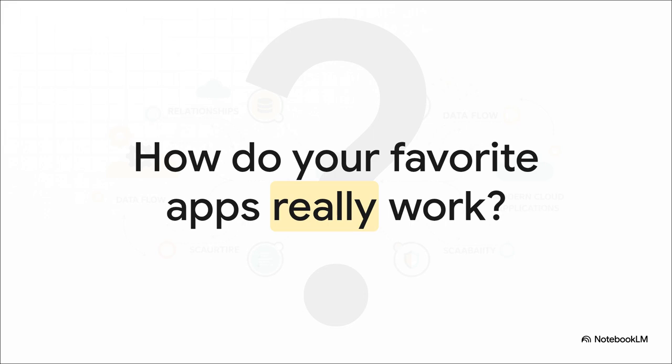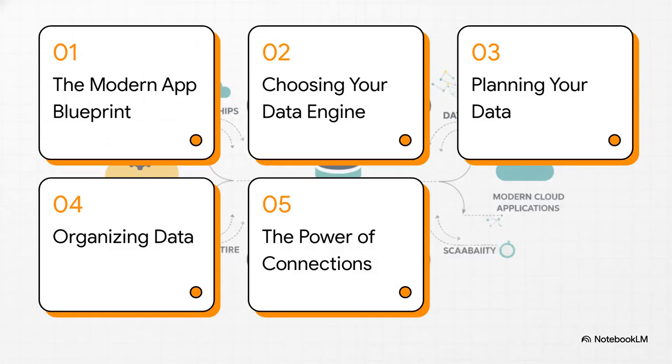And to really get it, we're going to do something fun. We're going to pretend we're designing our own app from scratch and walk through all the big decisions that every developer has to make along the way. Okay, here's our game plan. We'll kick things off with a high-level blueprint, the architecture. Then we're going to zoom right in on the data engine, which is a huge choice. After that, we get our hands dirty planning the actual data structure, figuring out how to make it super efficient. And then, at the end, we'll take a peek into the future with the power of connections.